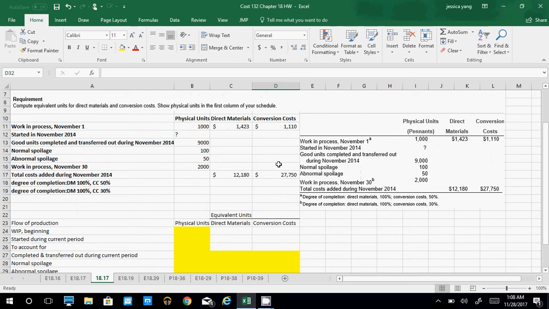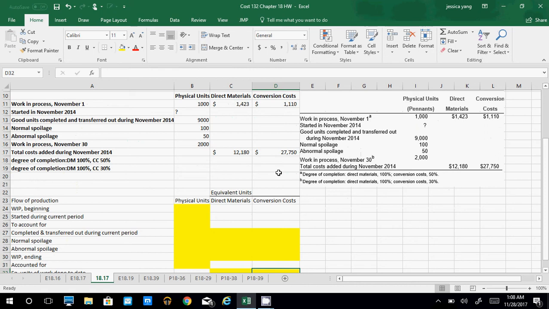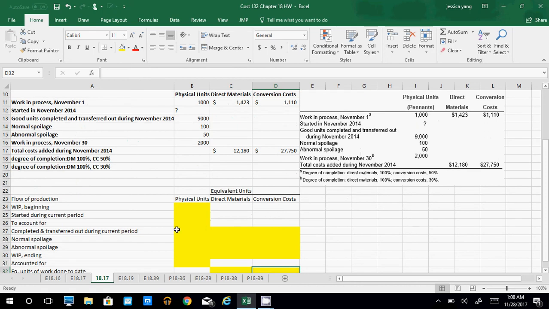In order to do this, we need to do the flow of production to find the equivalent units for direct material and conversion. So we will start off with work in process beginning. The total for physical units would be 1,000 units for the work in process on November 1st.